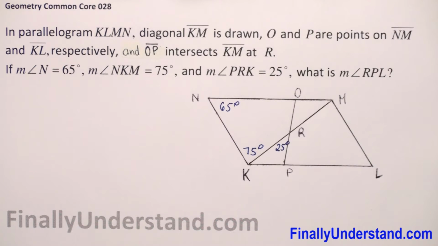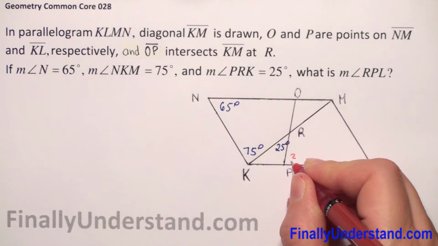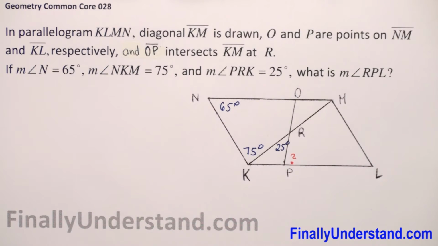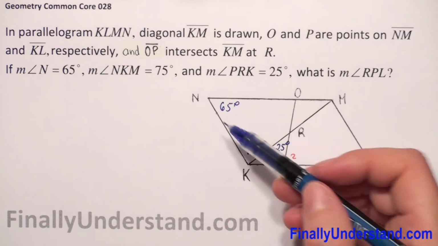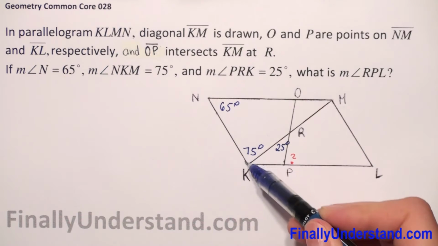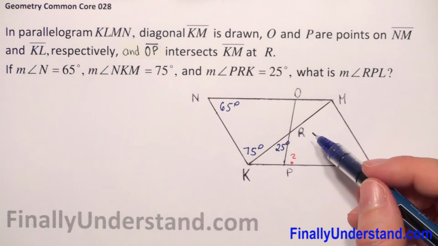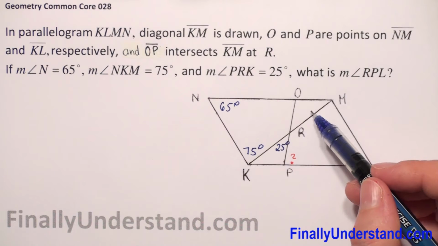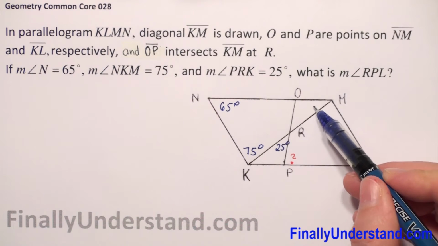We have to find this angle. This is our unknown. So first, we have here a triangle, and we know that the measure of interior angles of a triangle is 180 degrees. So we can calculate this angle.